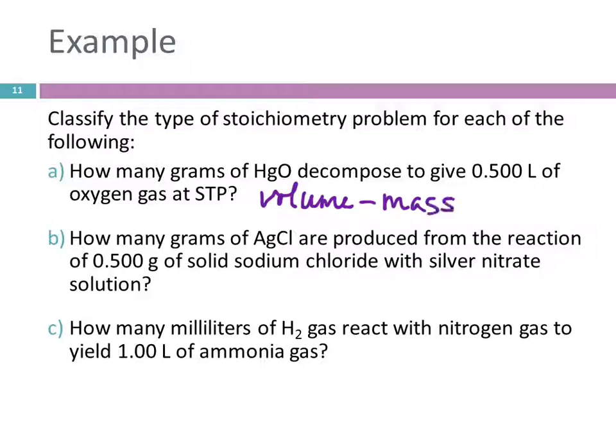What about the second one? What kind of a problem is that? Mass-mass. Because you're saying how many grams from this many grams. How many milliliters of H2 gas react with nitrogen gas to yield 1.00 liters of ammonia gas? Volume-volume.